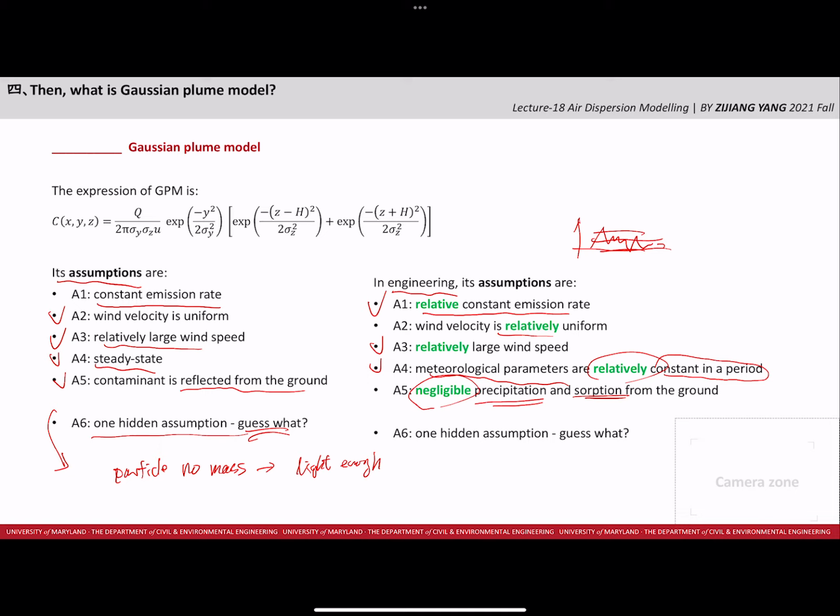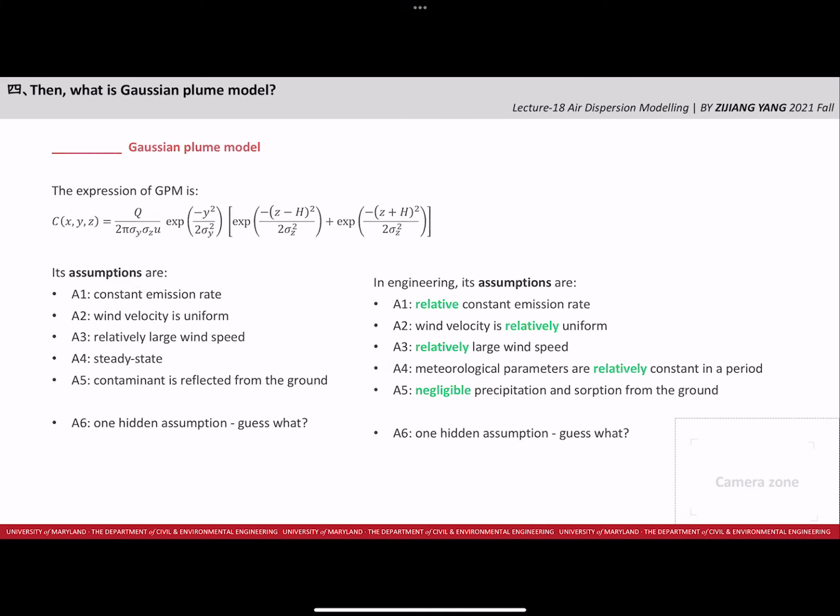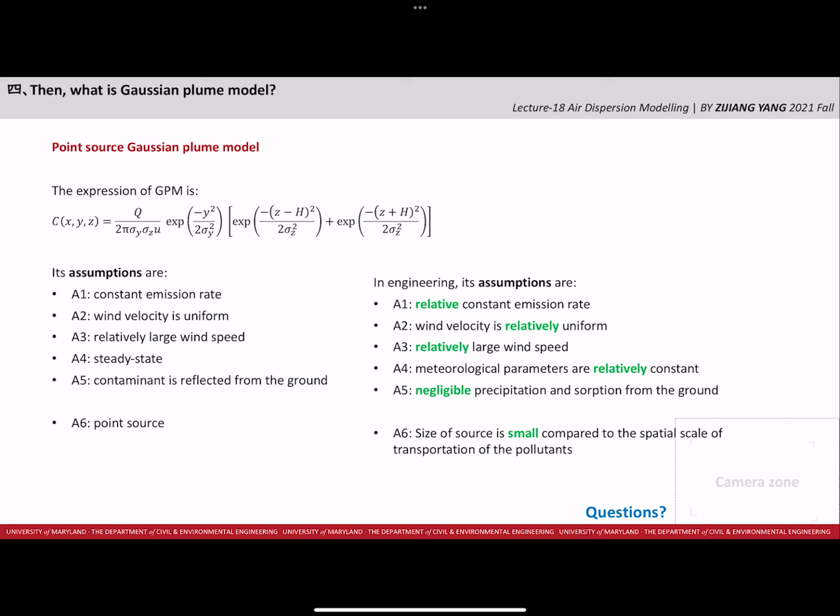Some other additional assumptions? So here the hidden assumption I want to emphasize is this: it is a point source. So we assume the releasing point is just a point. In engineering, we know that the source will not be as small as a point. So in engineering, we would say the size of the source is small compared to the spatial scale of the transportation of the pollutant.